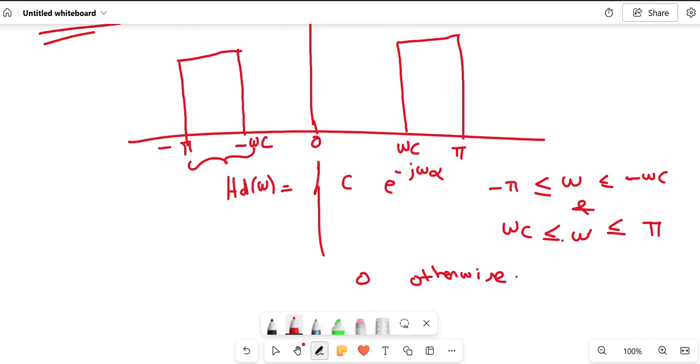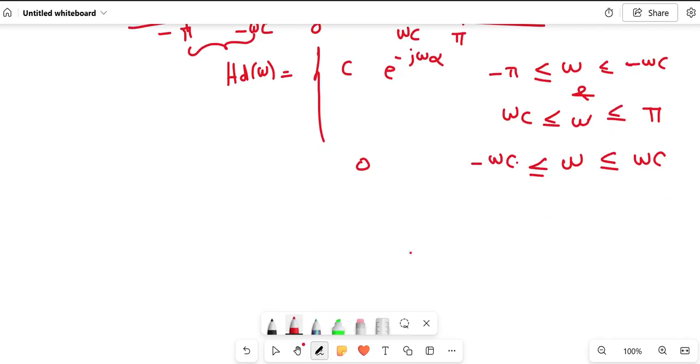What is that 0? It is 0 for the range where omega is greater than or equal to minus omega c and less than or equal to plus omega c. So this is a high pass filter; it passes this frequency, this is the pass band, and the other will be rejected, that is 0 otherwise. First you draw the desired frequency response, and we will take C equal to 1.